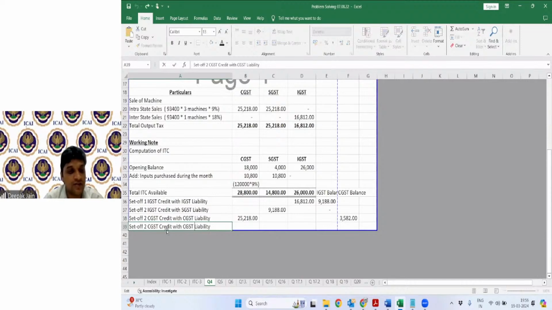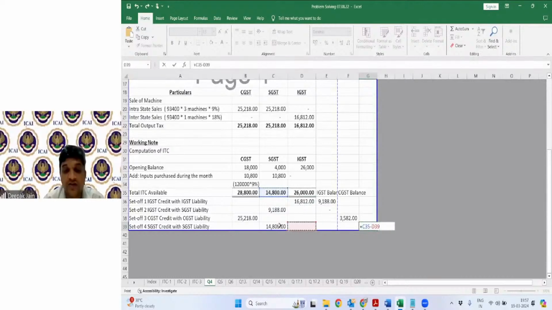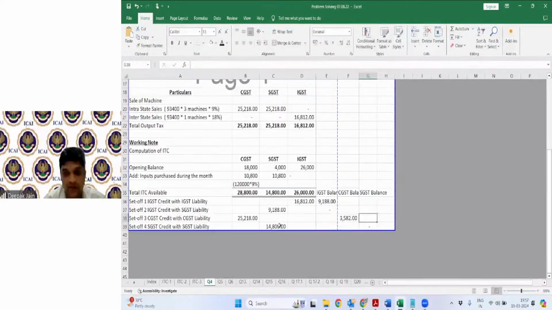Then set off 4 is SGST credit with SGST liability. SGST का credit कितना है? 14,800. Your liability is 25,218. 9,800 already have set off, but still there is sufficient liability. So you will utilize fully SGST liability. Okay. Is there anything remaining? This is your liability and this is your credit and this is your liability. So SGST balance is also zero.